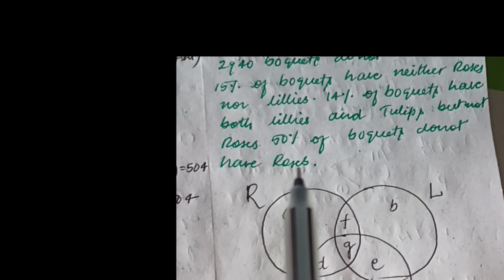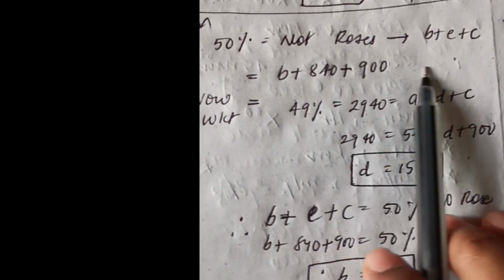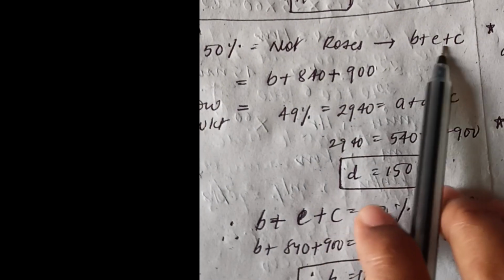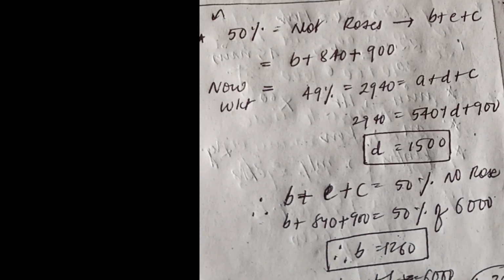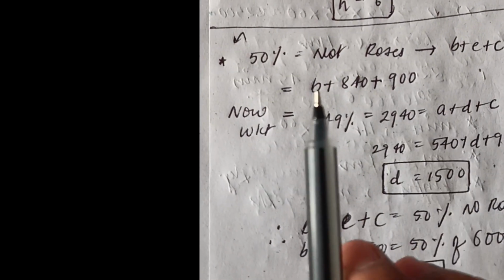Then 50% of the bouquets do not have roses. So do not have roses means this entire thing will get cancelled, we should not consider this. So then it will be B, E, C. Not roses is B plus E plus C, that is B plus 840 plus 900, because this is the value of E and the value of C. We don't know the value for B, so that is what we have to calculate for now.